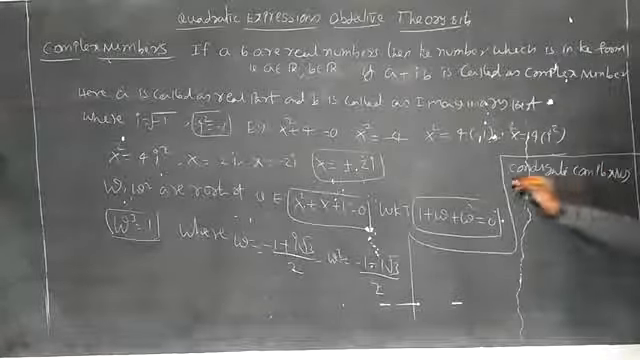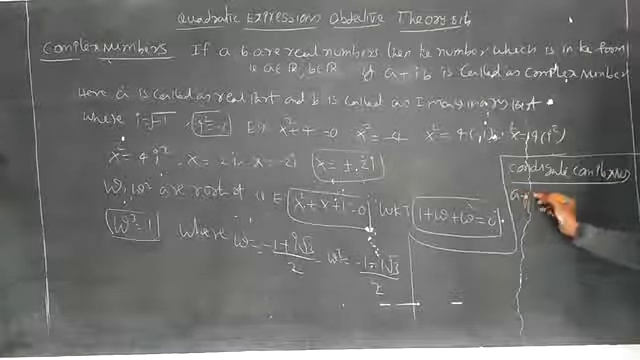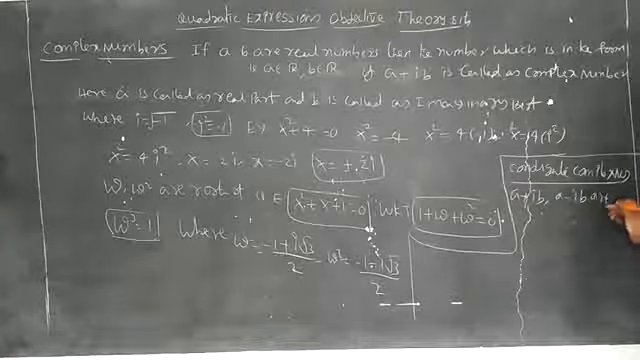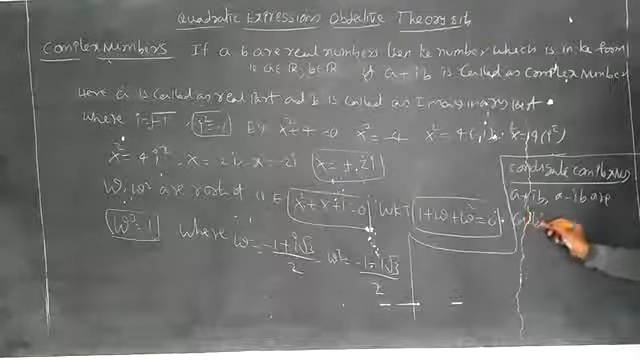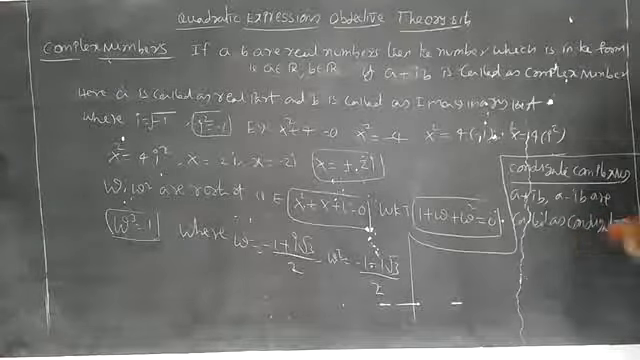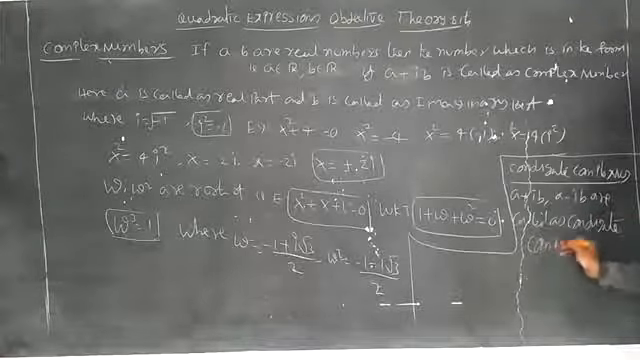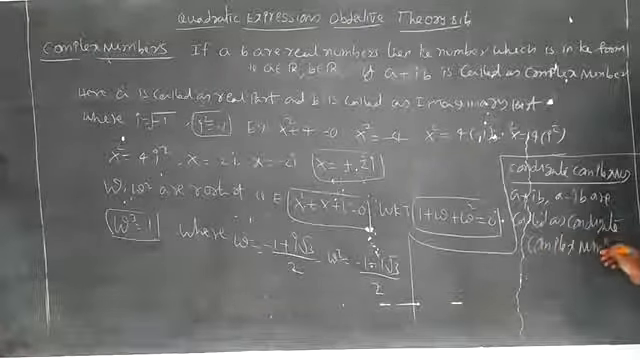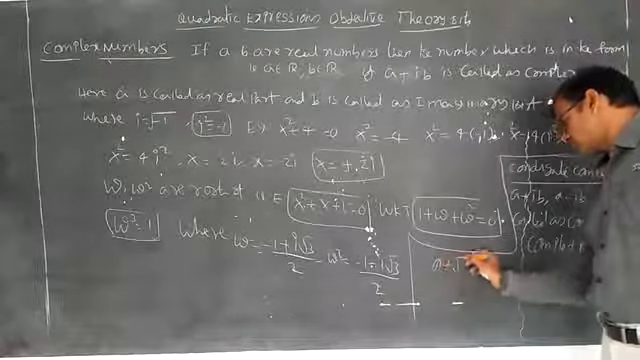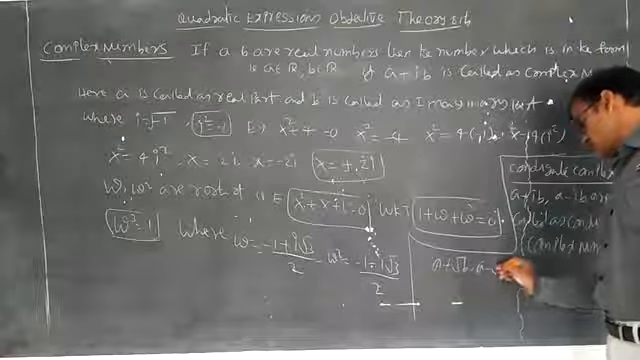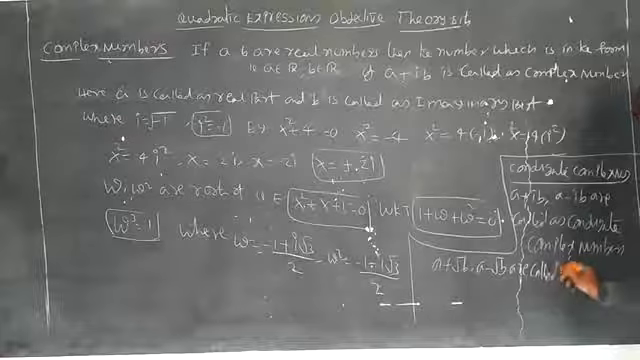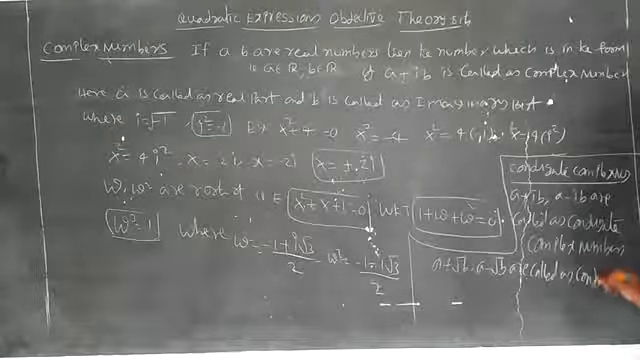Conjugate complex numbers: a plus ib, a minus ib are called conjugate complex numbers. A plus root b and a minus root b are called conjugate surds.